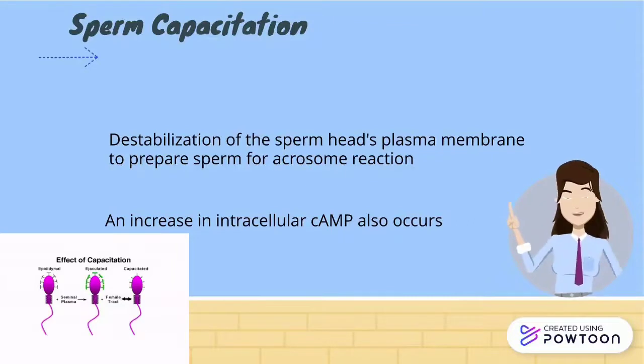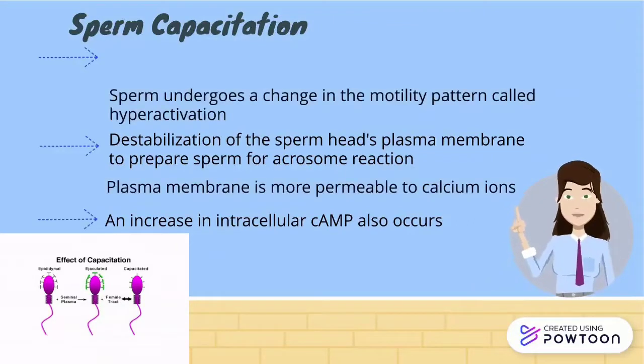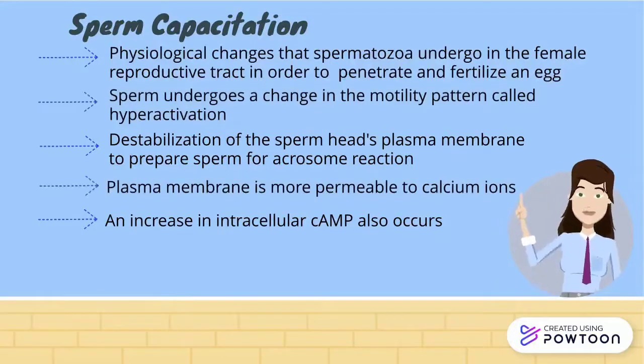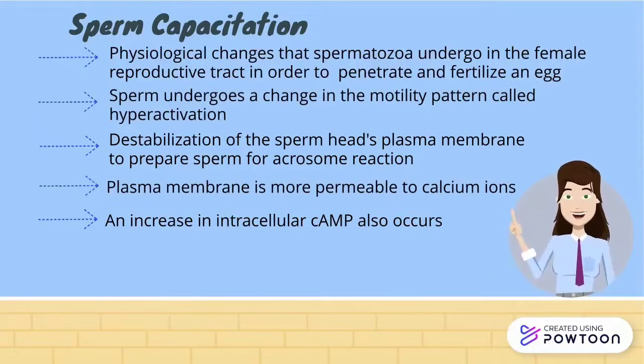Sperm capacitation is a set of physiological changes that spermatozoa undergo in the female reproductive tract in order to penetrate and fertilize an egg. Sperm undergoes a change in the motility pattern called hyperactivation. Sperm starts to show whip-like movement to enable sperm to move forward faster. There is destabilization of the sperm head's plasma membrane to prepare sperm for the acrosome reaction. The plasma membrane is now more permeable to calcium ions. An increase in intracellular cAMP also occurs in this process.